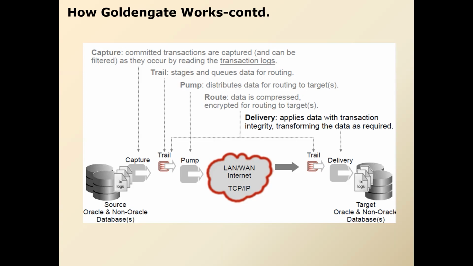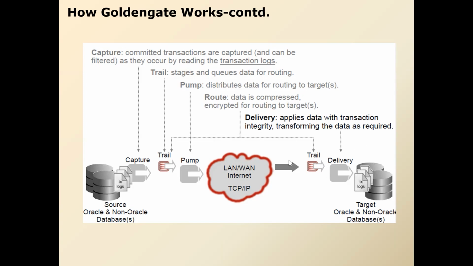Each process in GoldenGate has a source to read from and a target to write to. What is the source of the extract process? It's the source transaction log. What is the target? The local trail. What is the source of the data pump process? It's the local trail file. What is the target of the data pump? It's the remote trail file.